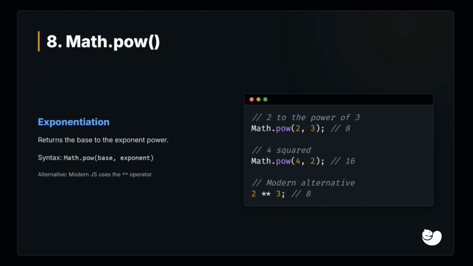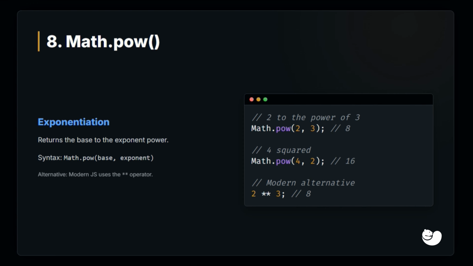When you need to raise a number to a specific power, math.pow is the classic method to employ. It takes two arguments, the base and the exponent. So passing 2 and 3 calculates 2 to the power of 3, resulting in 8. While this function has been a staple of JavaScript since the beginning, it is worth noting that modern syntax introduced the double asterisk operator, which performs the same task with a cleaner, more mathematical look.